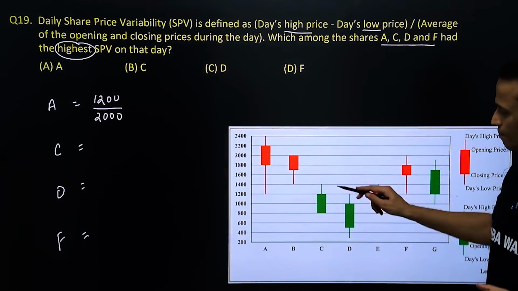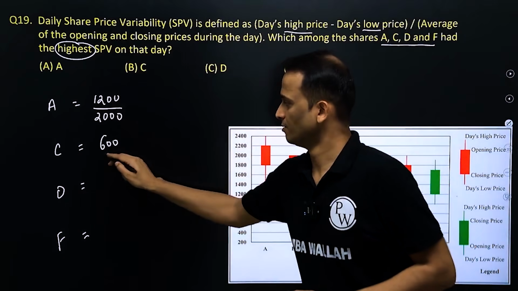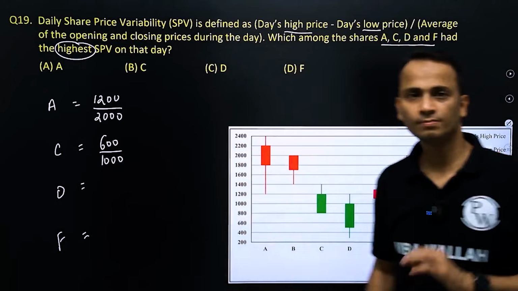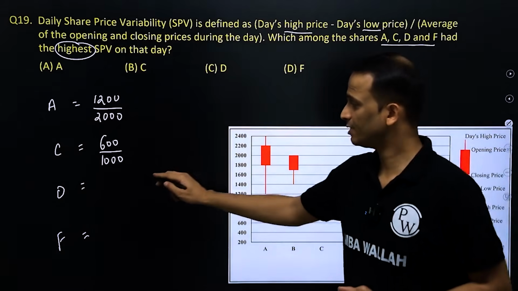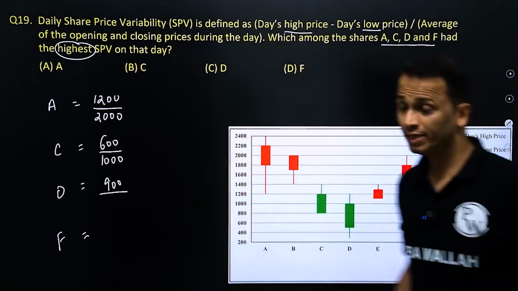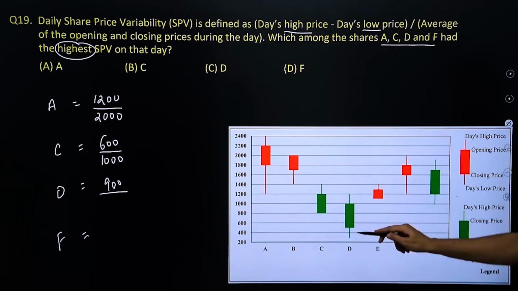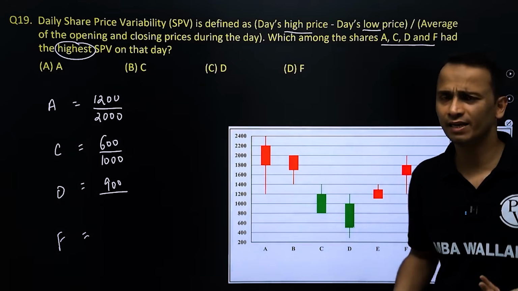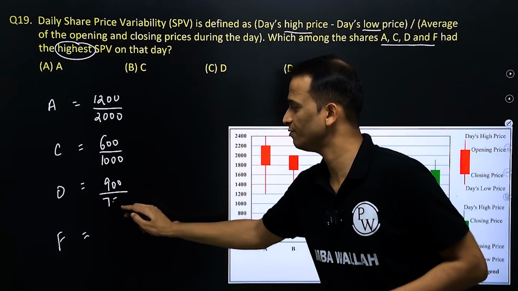Okay. C, green color, 1400 minus 800, that is 600, divided by the midpoint of these two, which is 1000. Now next is D, 1200 minus 300, that is 900, divided by a value between 200 and 400, so 300. Okay, so 1200 minus 300 is 900, and the middle of these two. If you have difficulty finding the middle point, you can add and divide by 2. So 1000 and 500, 1500 divided by 2 is 750.